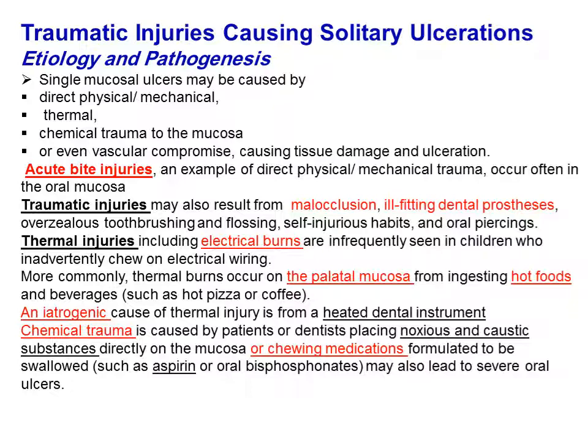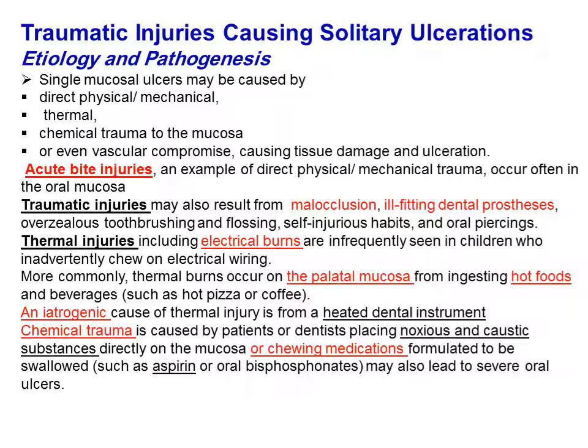Thermal injury may include electrical burn, frequently seen in children who inadvertently chew on electrical wiring. More commonly, thermal burn can be seen in the oral mucosa from ingesting hot food and beverages, mostly seen with hot pizza or coffee. An iatrogenic cause of thermal injury often happens with heated dental instruments.